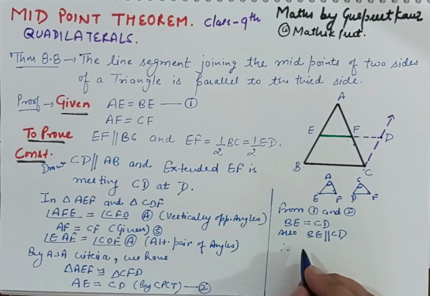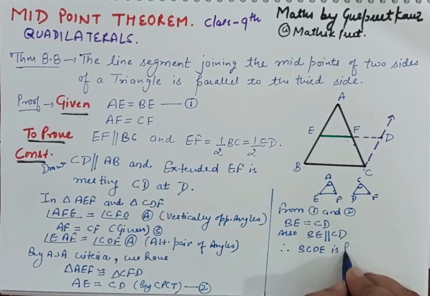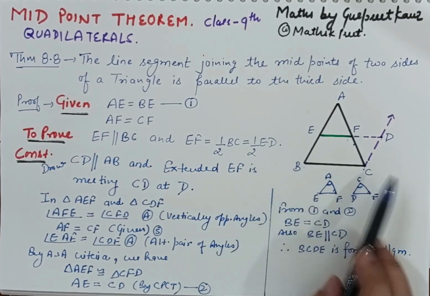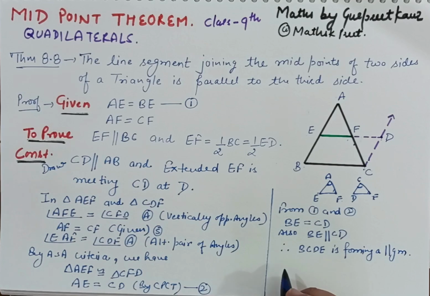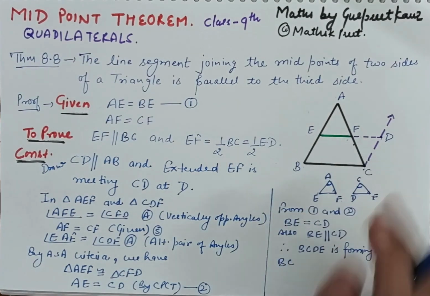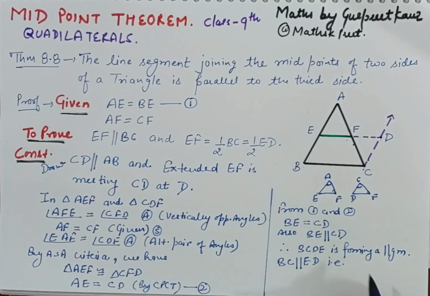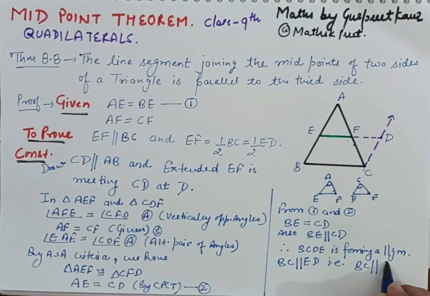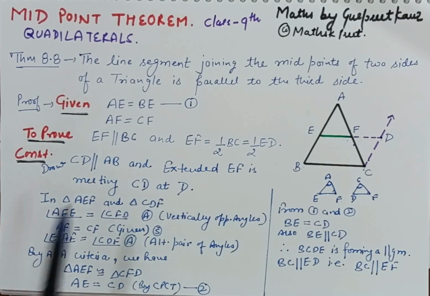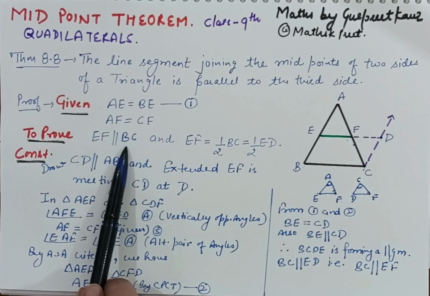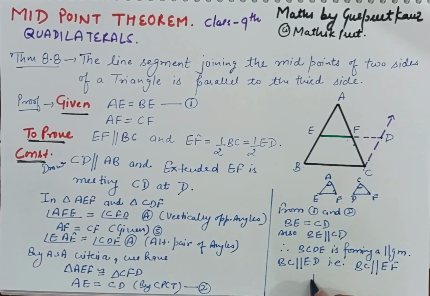Therefore, BCDE is forming a parallelogram. So when this is forming a parallelogram, we have BC parallel to ED. That is, we can also write BC is parallel to EF, or EF parallel to BC. This was the first thing that we had to prove, and it is proved here. Hence proved.